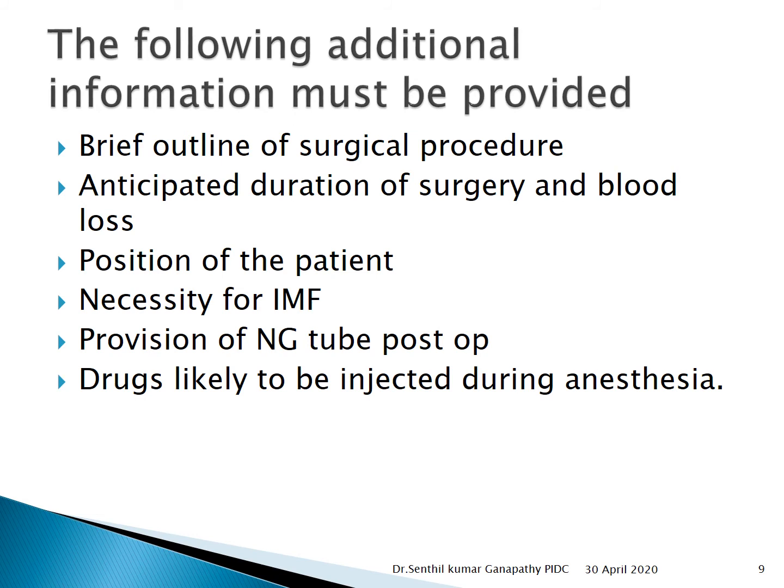What is the additional information that must be provided? The anesthetist should be explained about the procedure, what you're going to do, whether you're going to do an open reduction or internal fixation, whether it's going to be an orthognathic surgery or an onco surgery. The anesthetist should have an idea about the procedure. So you have to give a brief outline of the surgical procedure, and you should also tell him about the duration of the surgery.